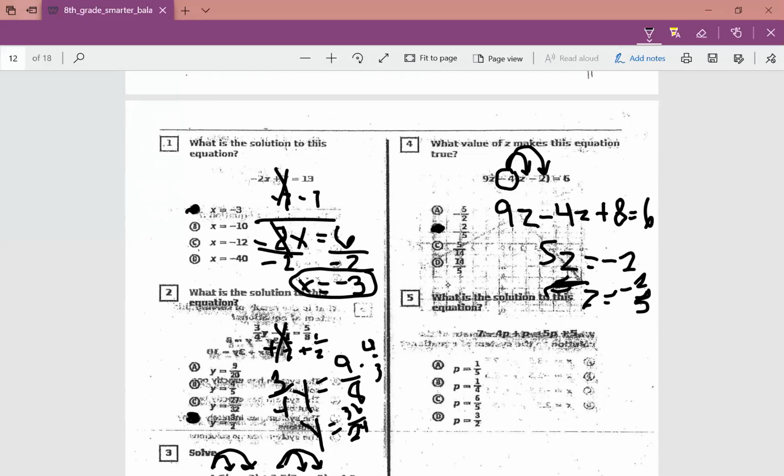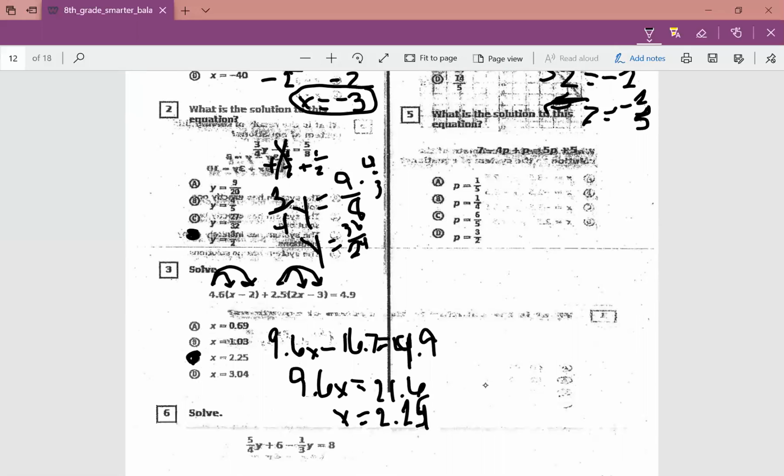What is the solution to this equation? Hopefully you guys can read this. I'll rewrite it down here actually. I'm just going to put a little line. I don't think I can erase. Yes, I can. Oh, wow. I can erase this whole time.